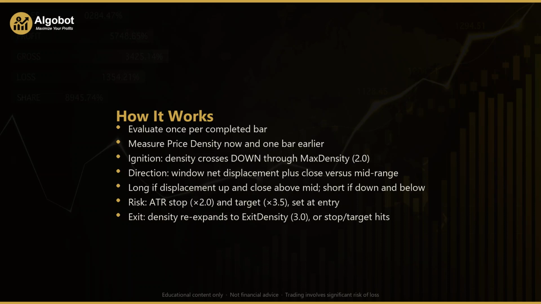Finally, the exit logic. While a position is open, the strategy keeps watching the density. If the density re-expands back to or above the exit density threshold, which defaults to 3.0, that tells it the clean leg has decayed back into chop, and it closes the position. Otherwise, the ATR stop or target does its job. Only one position is held at a time per symbol.